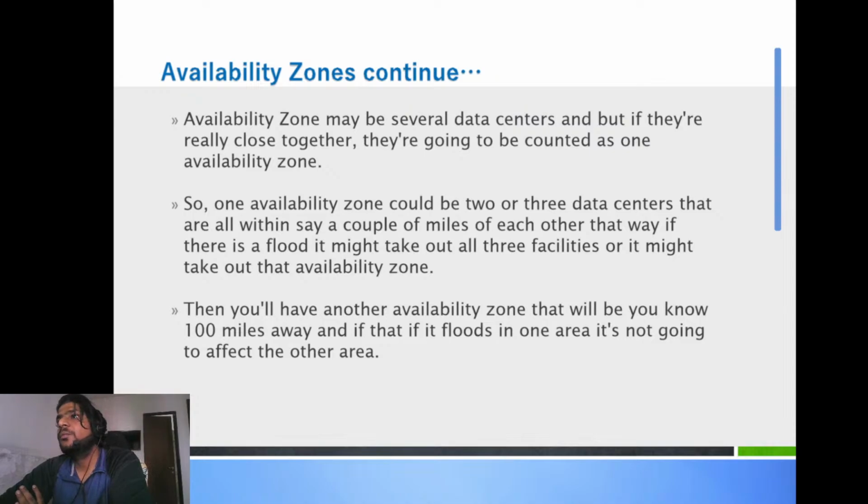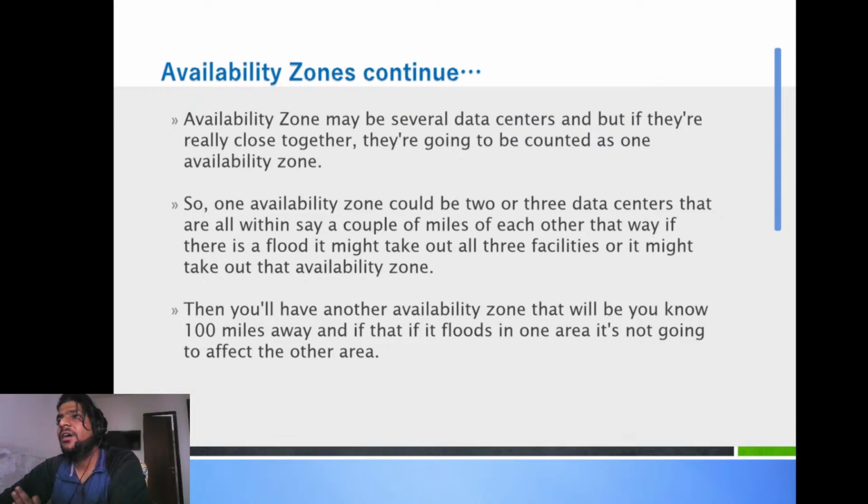So one availability zone could be two or three data centers that are all within a couple of miles of each other. That way, if there is a flood, it might take out all three facilities, or the complete availability zone. What I said is written there, right? If there is a flood in Mumbai, it might impact Navi Mumbai as well. But if there is a flood or heavy rainfall in Mumbai, it is not going to affect Pune. Make sense? So there are two different availability zones, and Mumbai and Navi Mumbai will be considered a single availability zone.